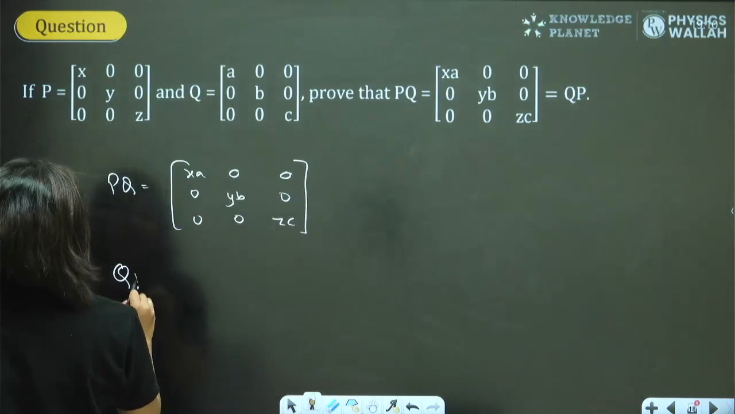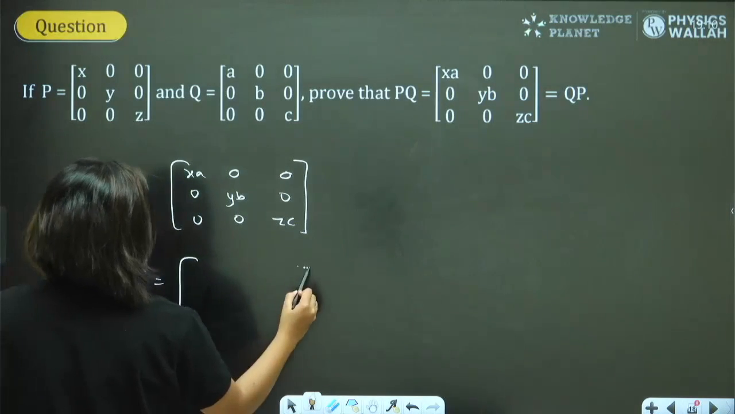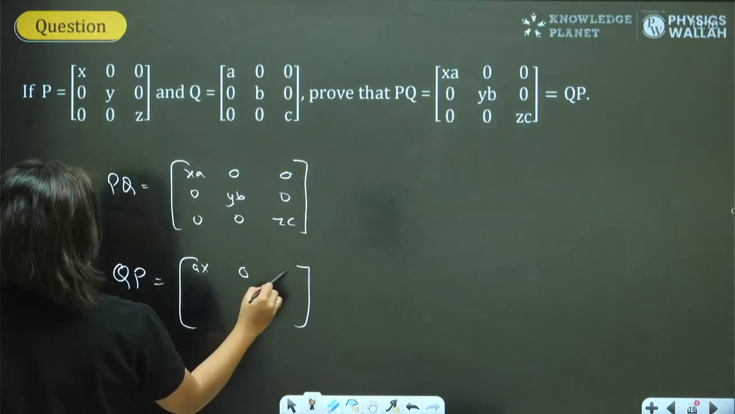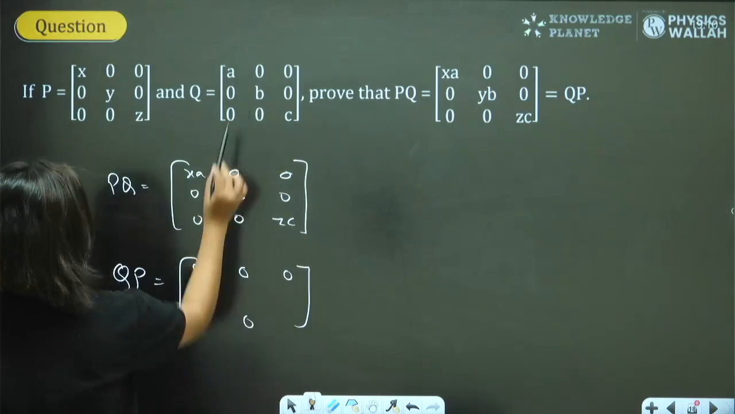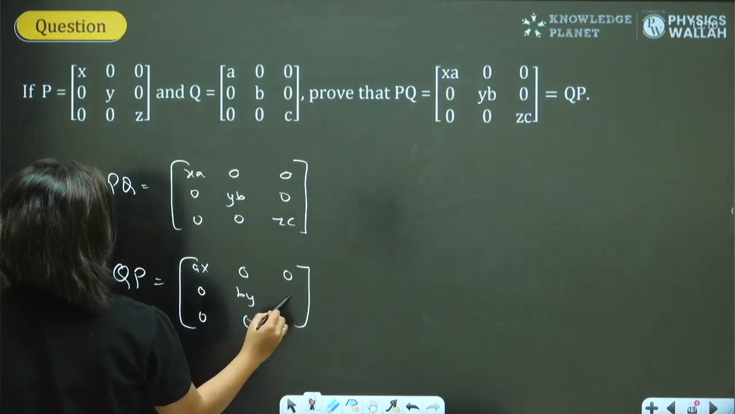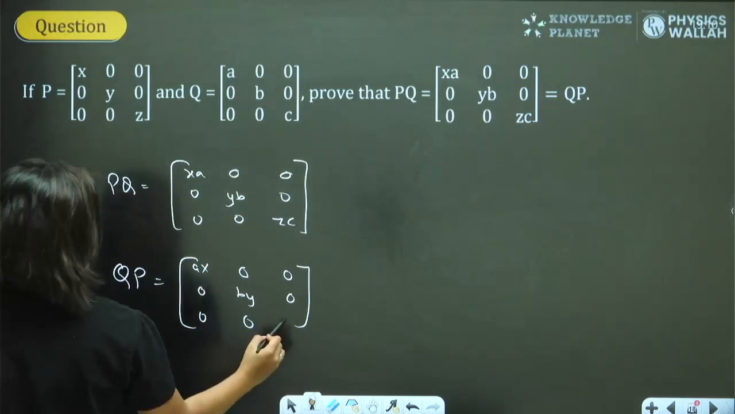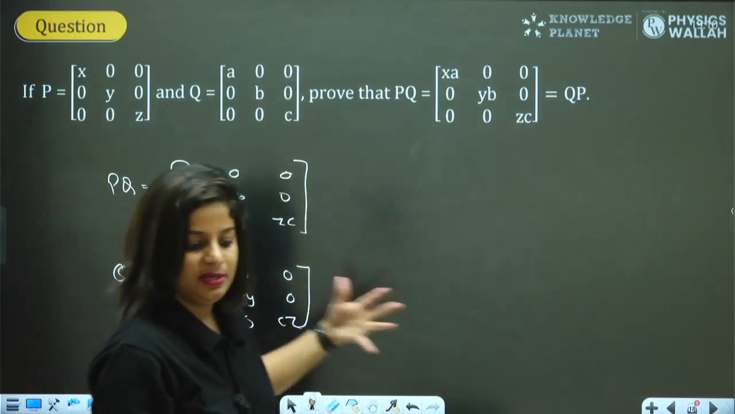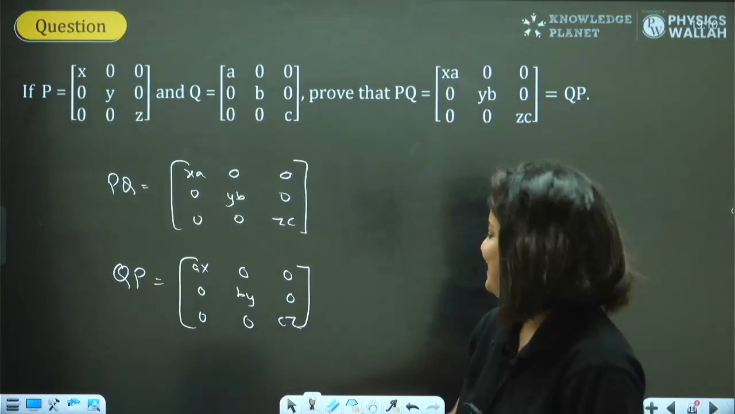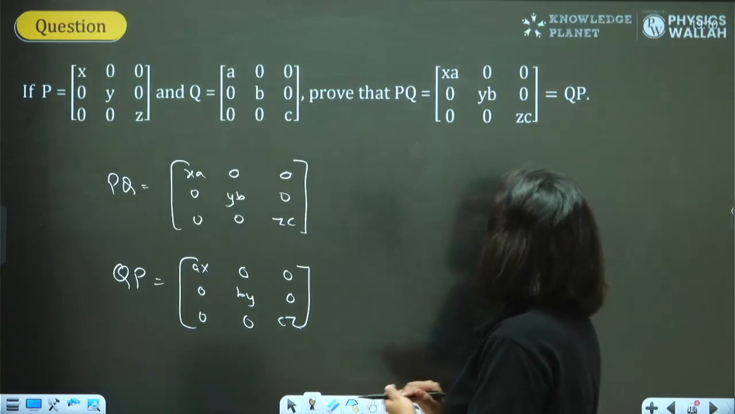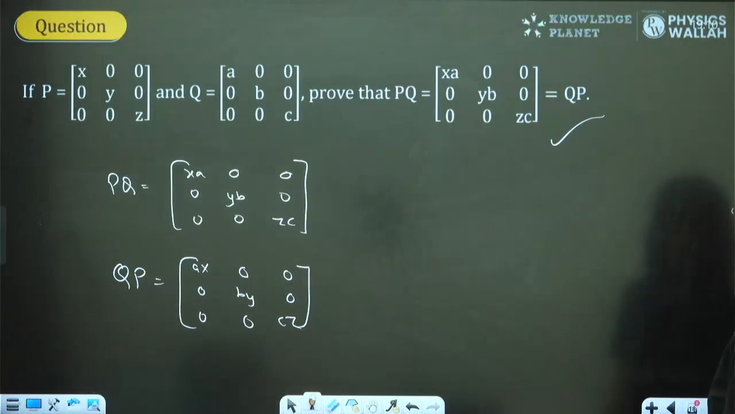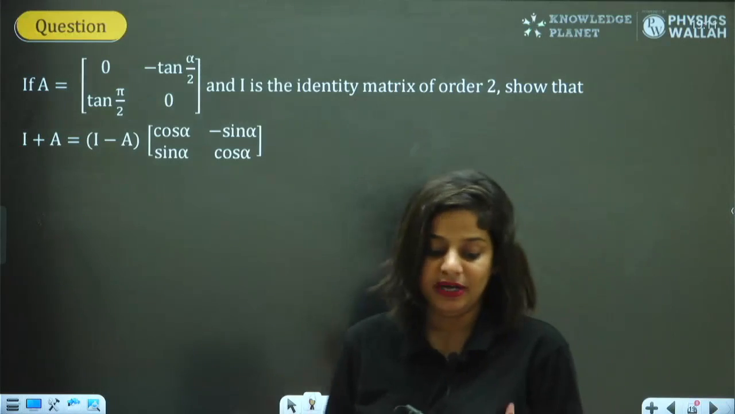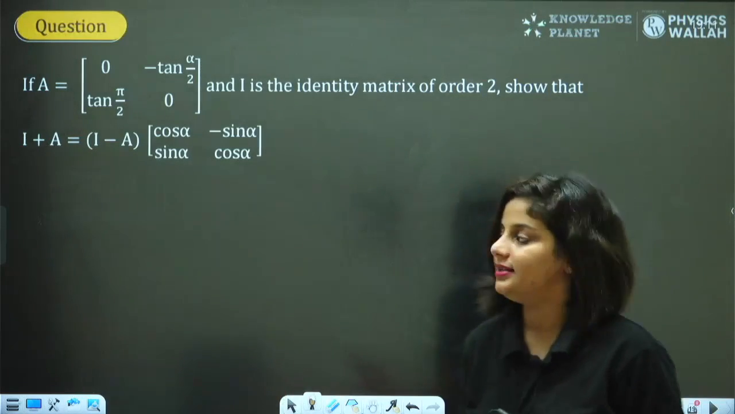Similarly, when I am doing Q into P, this is Q, this is P, I'll get AX, right guys, BY and CZ. Are the two things same? Yes, YB and BY are same. We know multiplication is commutative that way. These elements are nothing but same. So hence proof, done. So what we learned in this question, matrix multiplication of diagonal matrix simply multiplies the diagonal elements.